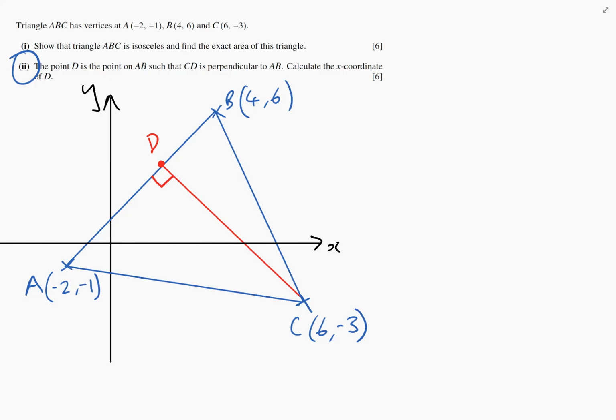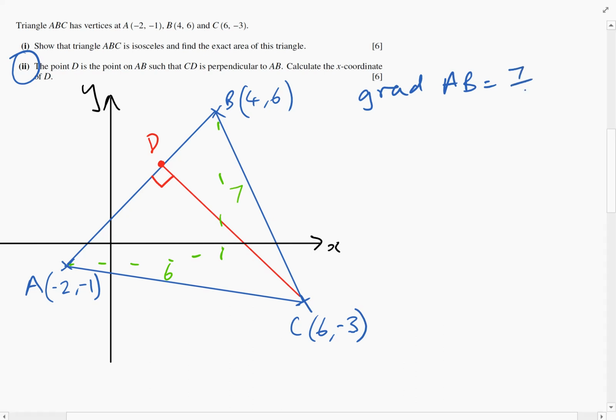Okay, so we know the line C to D is perpendicular to A to B, and we've got to find out what D is. So let's do some gradients, because we know that the gradient of A to B, when we do the negative reciprocal of that, that will give us the gradient of C to D. So the gradient of A to B, well, we just go across 6 and up 7. So the gradient of A to B is 7 over 6.